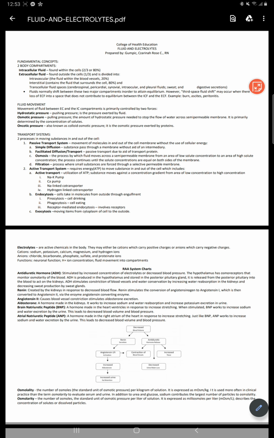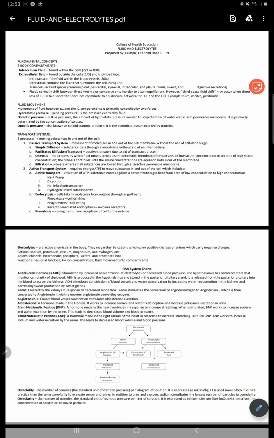Your body is composed of two body compartments, specifically your intracellular fluid and your extracellular fluid. 80% or 2/3 of your body water is found in your intracellular spaces, or it is composed of your intracellular fluid, or fluid found inside your cells. Extracellular fluid naman only composes 1/3 or 20% of the total body water of the human body. So your extracellular fluid are those that are now found outside of the cells.